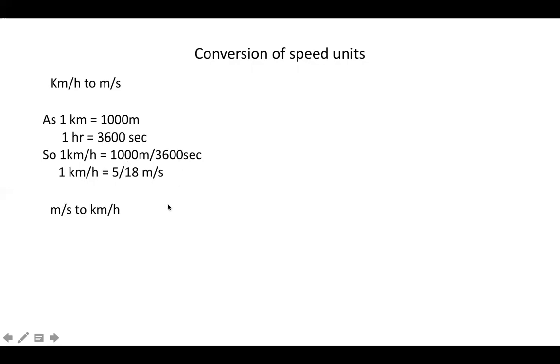And similarly, to convert meter per second into kilometer per hour, just take the reciprocal of it and it becomes 18 by 5. So if you want to convert meter per second into kilometer per hour, just multiply the number with 18 by 5.